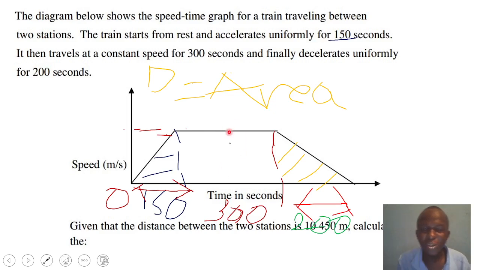It is always important that before you attempt the questions, you figure out what aspect is missing, or what you are supposed to find that is not in the question, so that when you go to the question, you have already asked yourself. So let us go to the question.